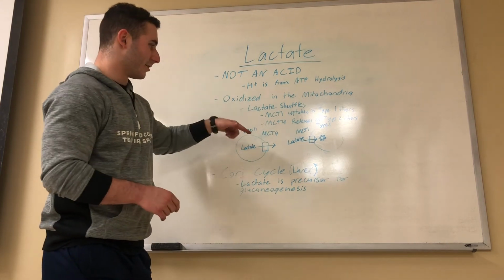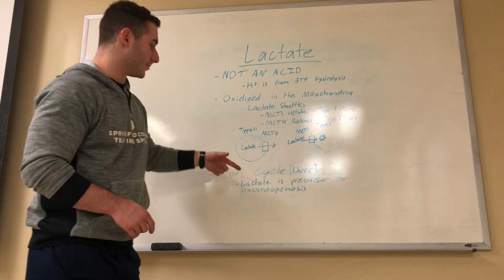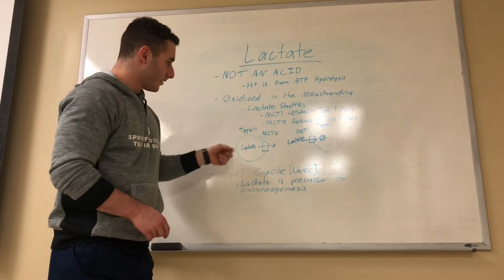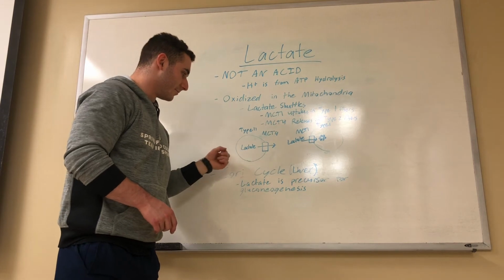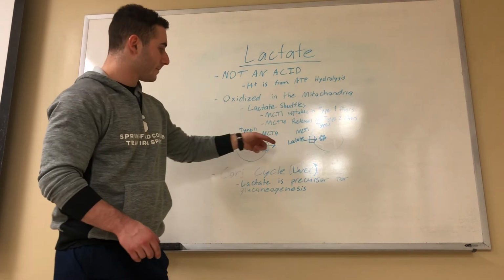And I did a little graphic here. You have the type 2, which because it's glycolytic, is going to make a lot of lactate. MCT4 is going to kick it out of the cell. It can pick up hydrogen on the way, whatever it may be.